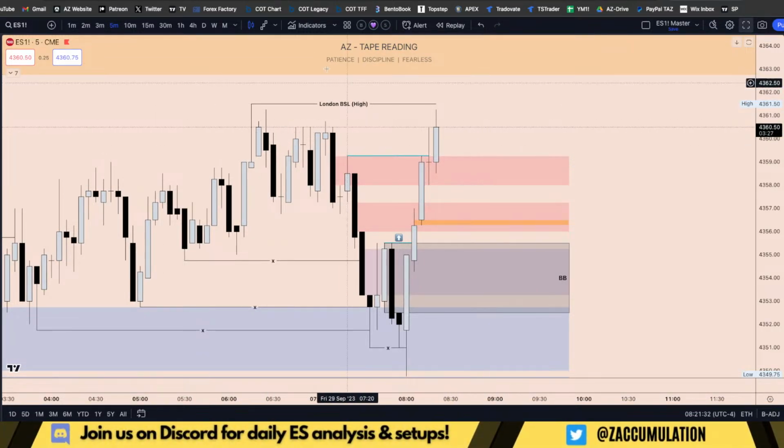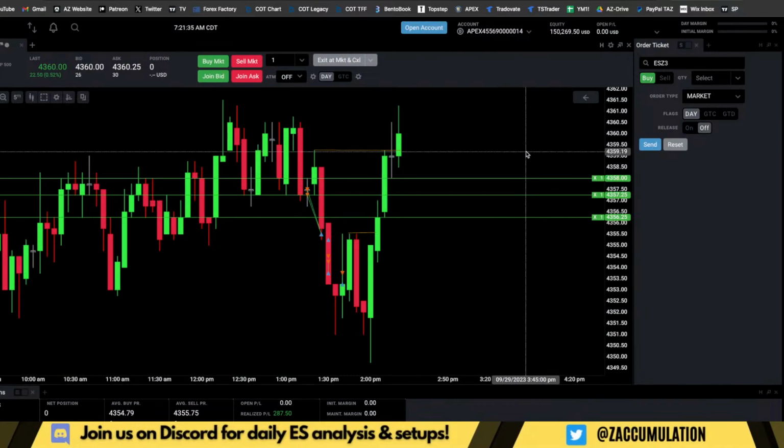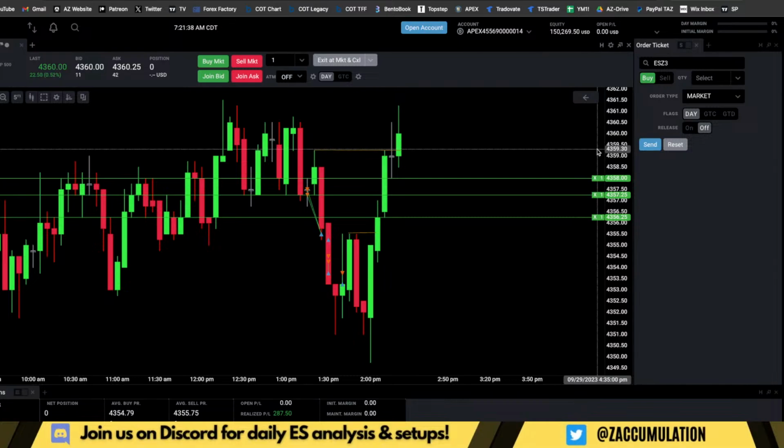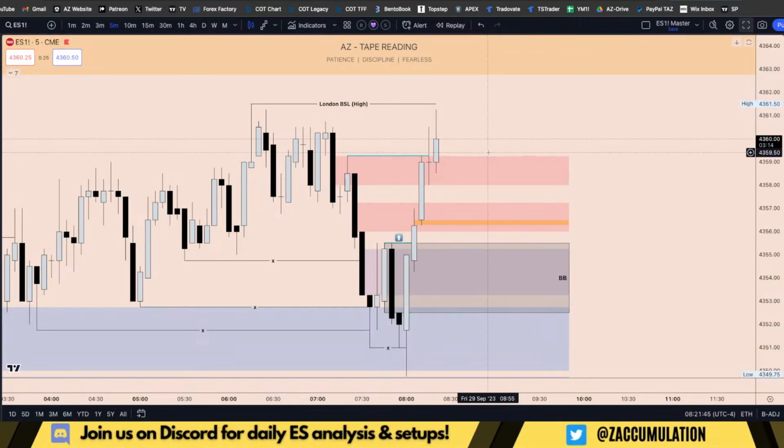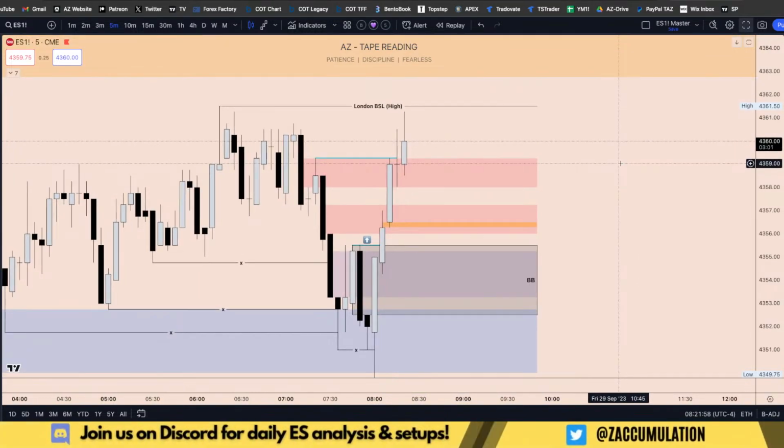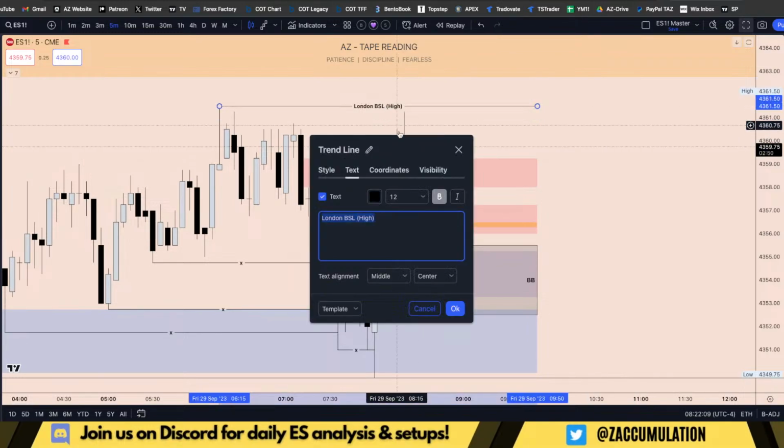4359.25. Preparing for it to become an inversion fair value gap. This is the idea. We haven't swept officially yet, but it's pretty obvious that this is going to be our draw on liquidity. We almost hit it. We just missed it by one tick.